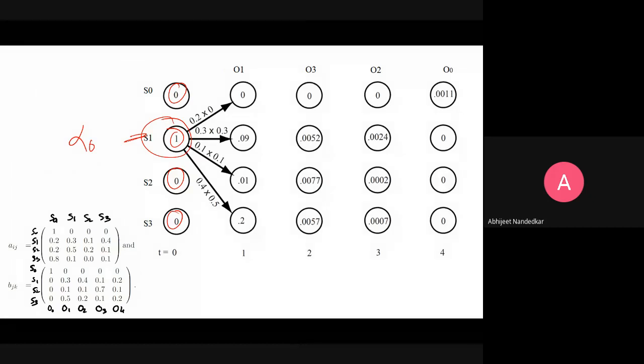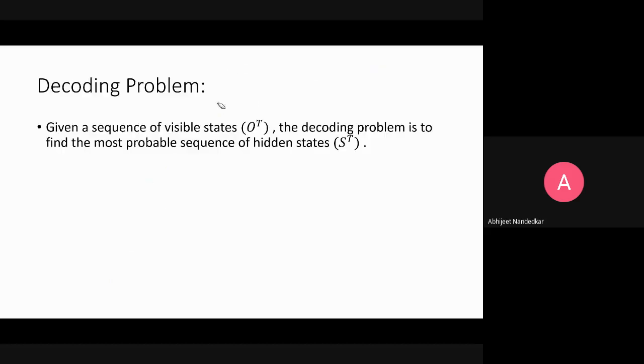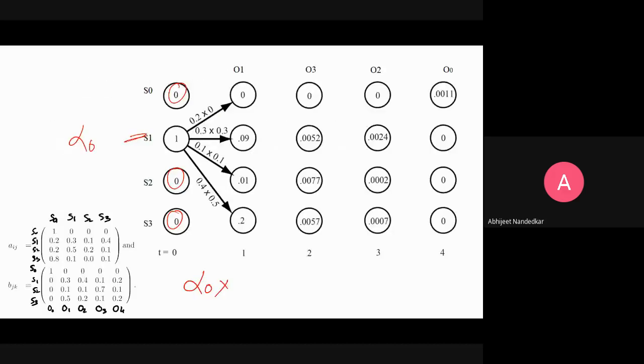Now this alpha 0 will be multiplied, that is the probability at state S1, I know it is 1 because this is the beginning, multiplied by this 0.2 and 0. So what is this? You go to the table. I am calculating the transition from S1 to S0.